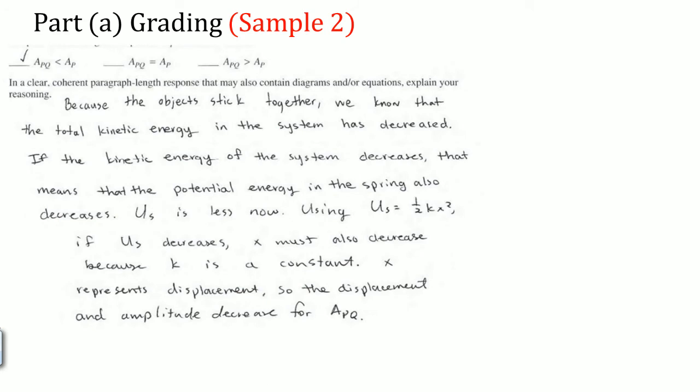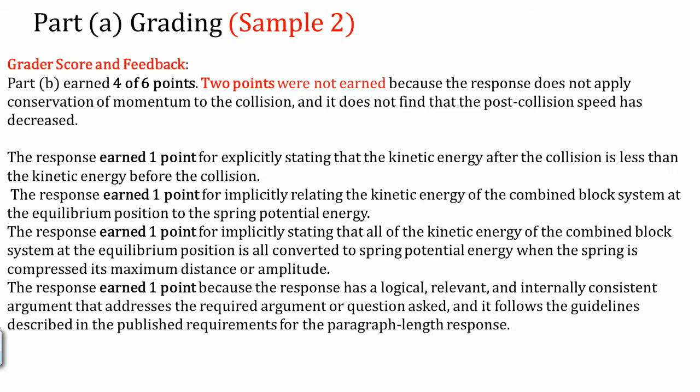Here, this is the second example. Student says because the object sticks together, we know that the total kinetic energy in the system decreases, so that should earn them a point. Kinetic energy decreases as well. Potential energy decreases. Here's an equation, and displacement and amplitude decreases. So it looks good. So that earns 2 points.